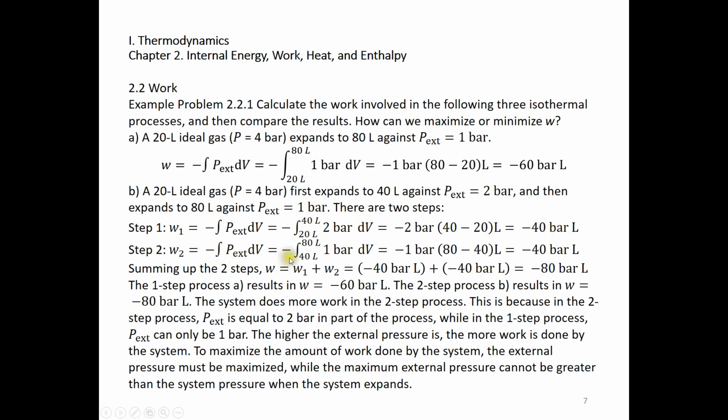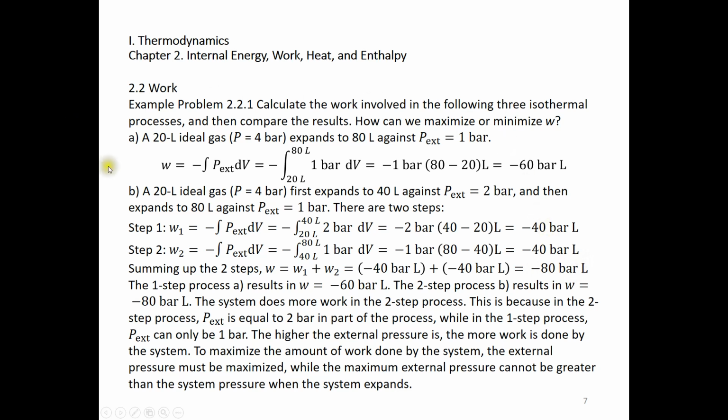In step 2, similarly, we use this equation, negative integral P external dV. What's the initial volume in this step 2? It's 40 liters. Final 80 liters. And this time, the external pressure is only 1 bar. Evaluating this integral, we get negative 40 bar liters. And we can sum it up. Work is additive. So the amount of work done by the system is 40 bar liter in the first step. And it happens to be also 40 bar liter in the second step. We add them up, we get negative 80 bar liters done by the system to the surroundings.